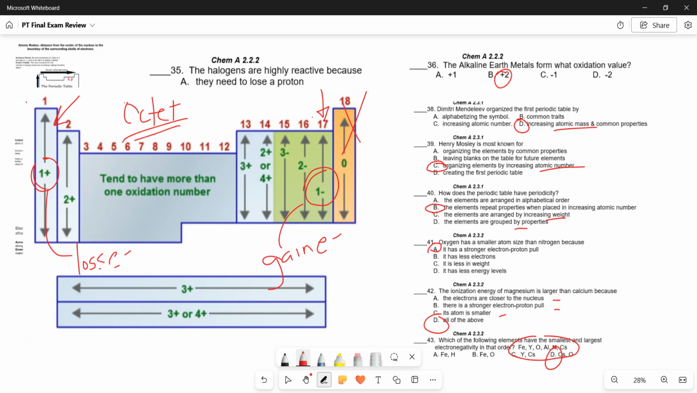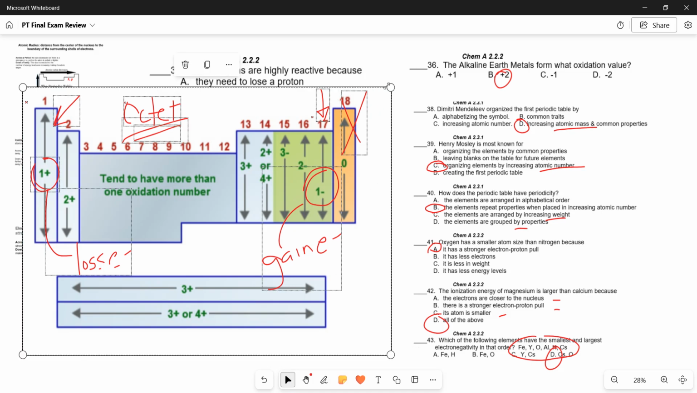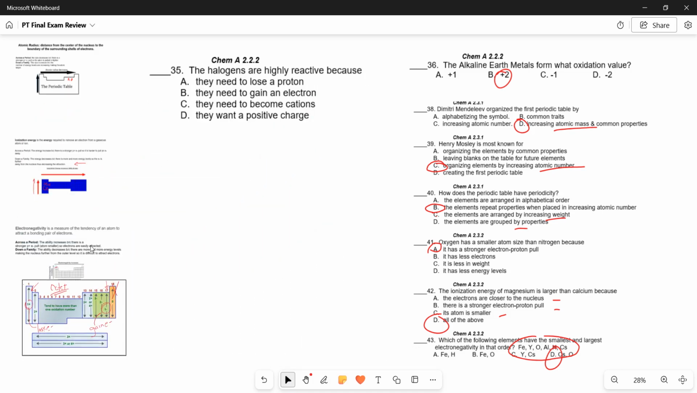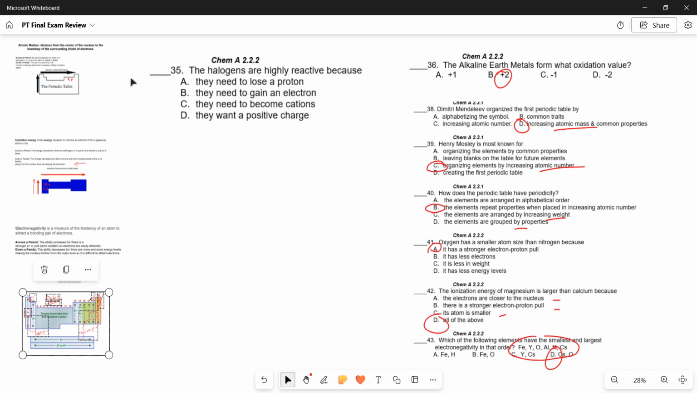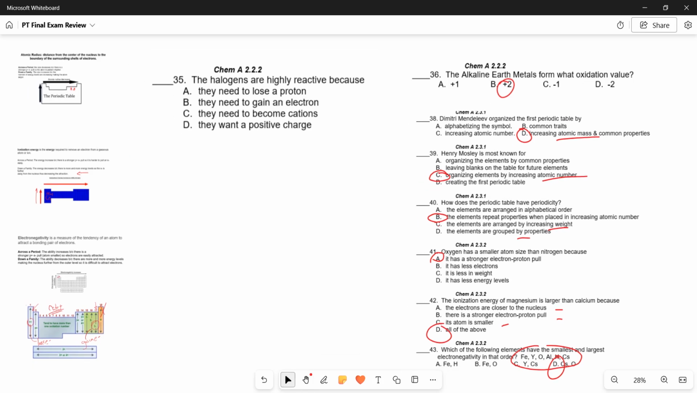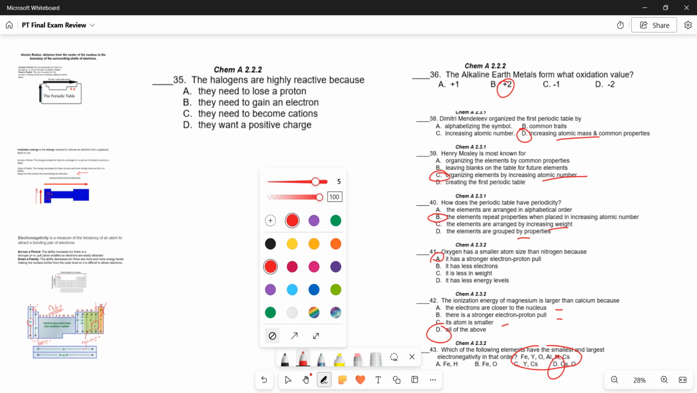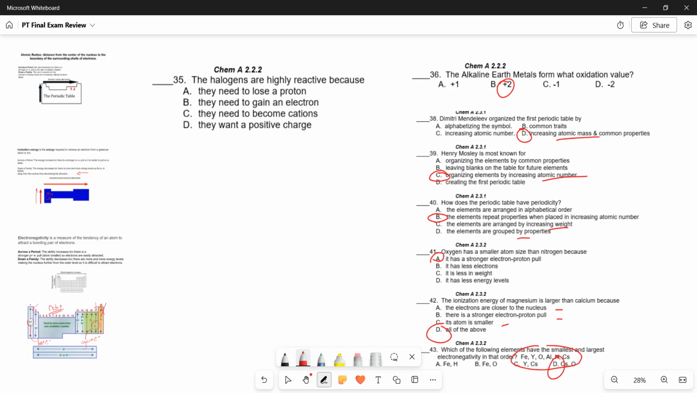And so when we go back to the question, it's talking about the halogens, the ones with the -1 charge in family 17, and they're so reactive because they're so close to that coveted octet. It's because they need to gain an electron. Okay, and so that is my review on the periodic table.